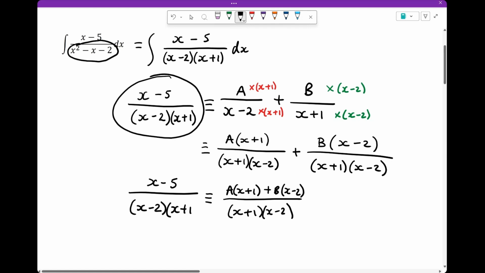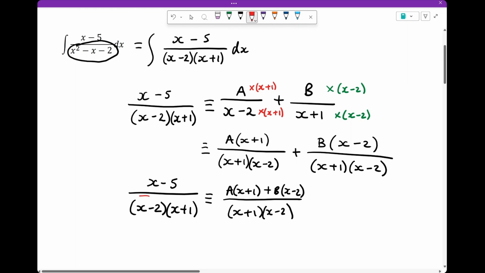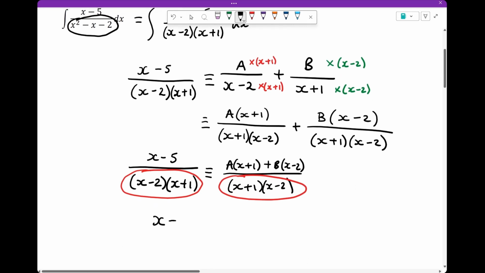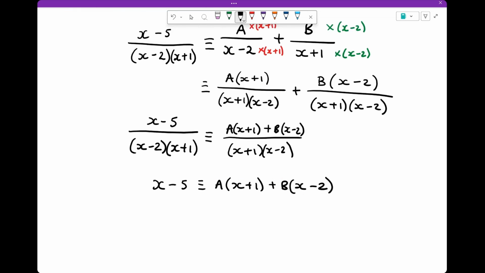Now these two fractions should be identical to each other, and as you can see, the denominators of both fractions are the same. So therefore, the two numerators should be the same as well. So x subtract 5, my numerator on the left, should be identical to the numerator on the right: a multiplied by x plus 1, plus b times x subtract 2. So now we're going to have to consider how we can find a and b.